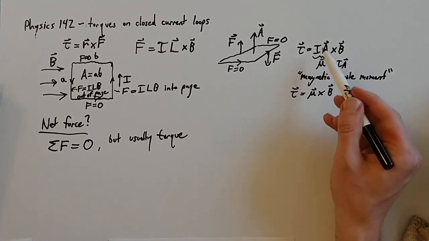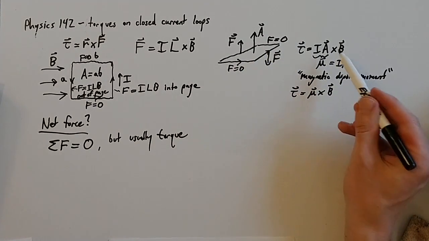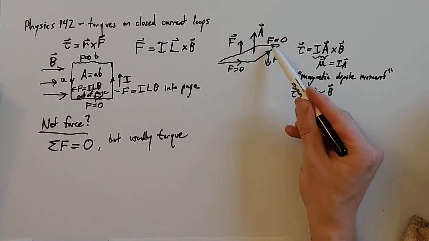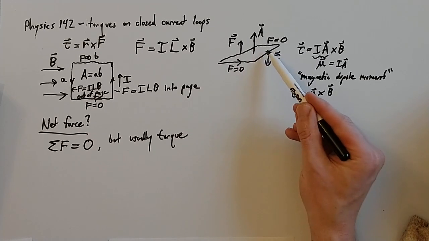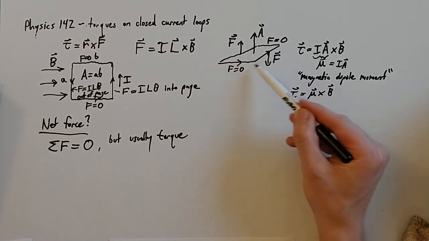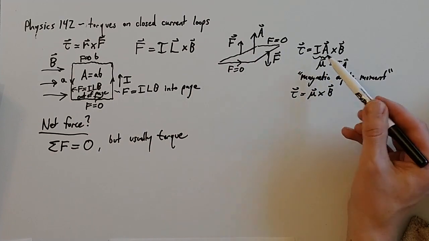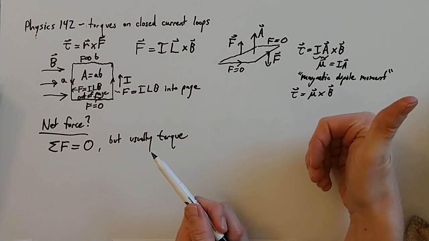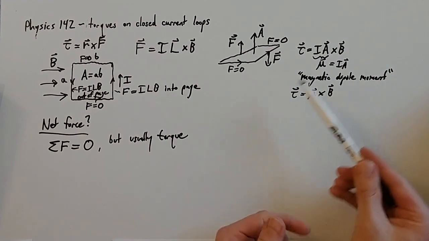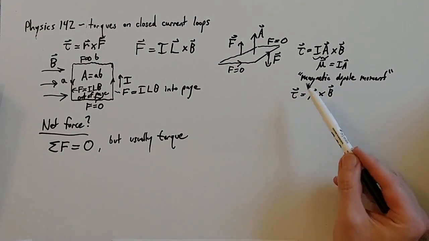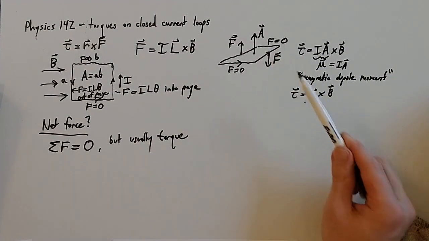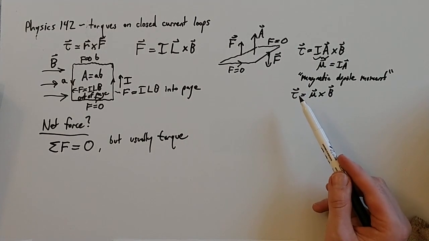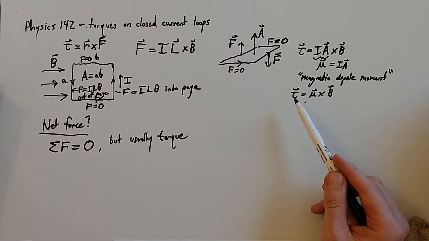But remember that mu is just the amount of current you have flowing multiplied times this area vector. So whatever area that current loop is enclosing, and the direction being, if you curl your fingers in the direction of the current, which way does your thumb point? All right, so a couple formulas here for torque. Now, it would be nice to know where these formulas come from.